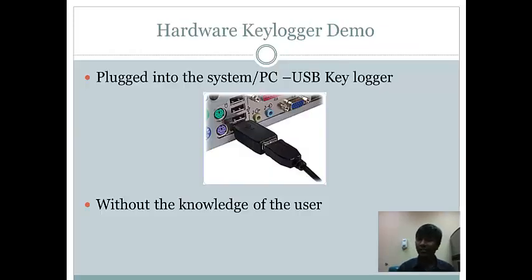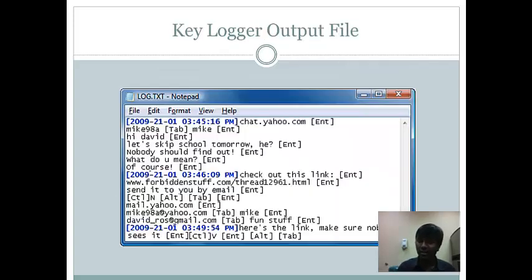So coming to hardware-based keyloggers, for the demo, you could plug one of these keyloggers into the USB port without the knowledge of the user, and then you get a similar keylogger output file where you could see ENT means enter. What do you mean? Let's skip school tomorrow, and he pressed enter. It is basically a chat. Maybe he's chatting with a user.